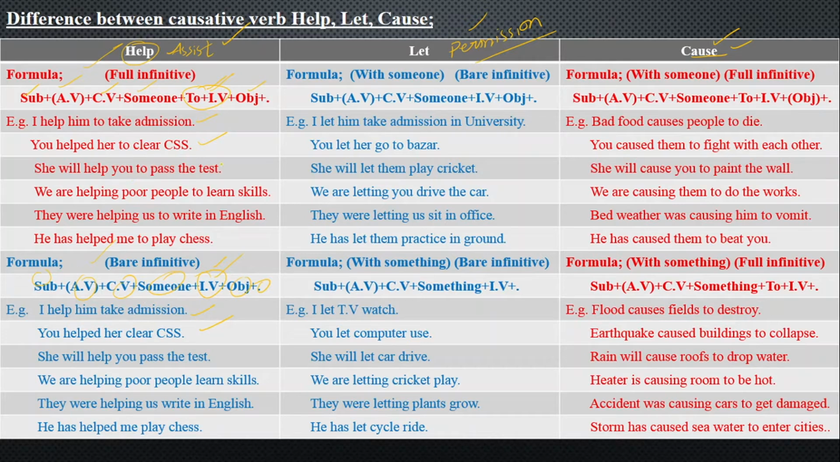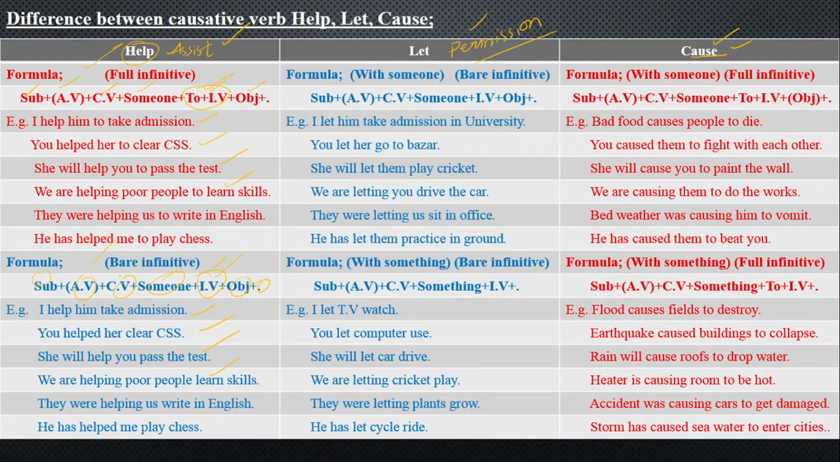She will help you to pass the test. She will help you pass the test. To plus first form or only the first form. So it can be used as full infinitive and as bare infinitive. Next sentence: we are helping poor people to learn skills, and we are helping poor people learn skills.